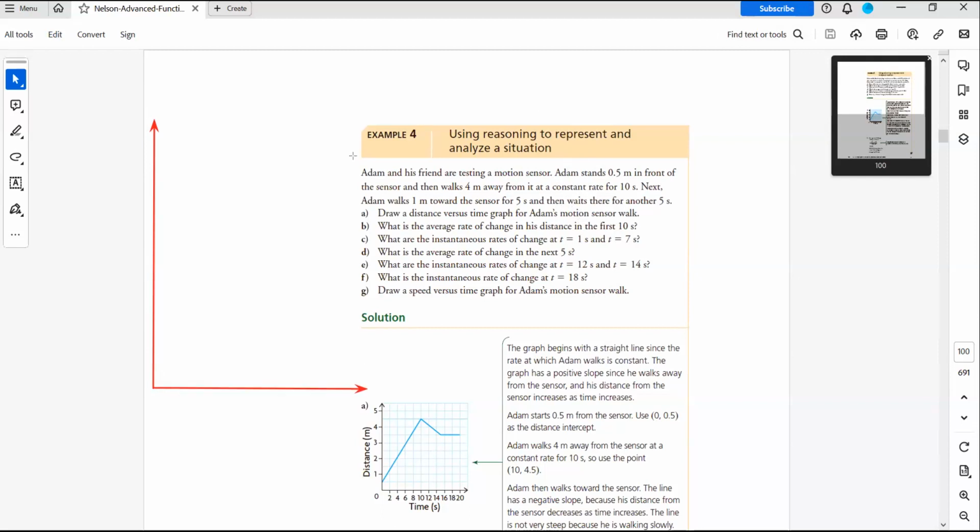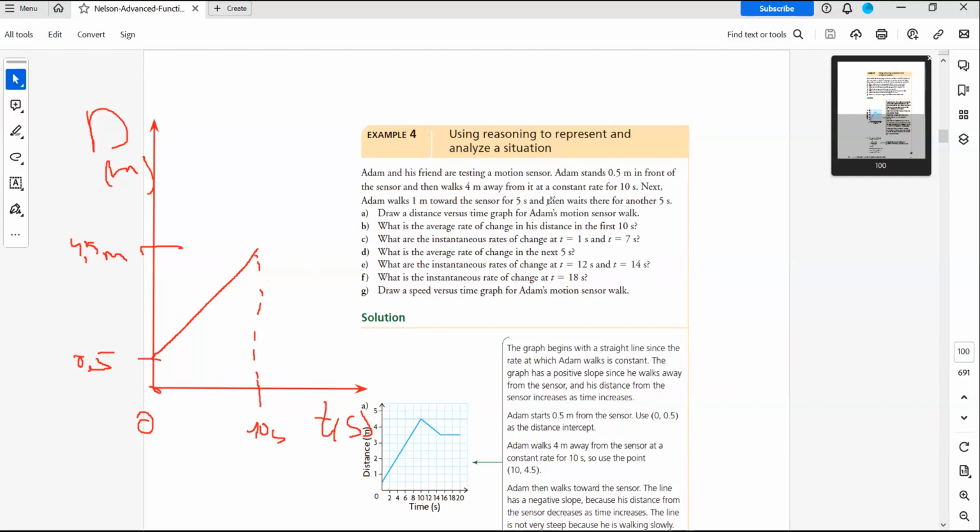Distance, let's say d, in meters, and time in seconds. So Adam stands 0.5 meters in front of the sensor at the beginning. Time equals 0, he's already 0.5 meter away from the sensor. And then he walks 4 meters away from it at a constant rate for 10 seconds. So after 10 seconds, he walked 4 meters away from it, so half a meter plus 4 meters, 4.5 after 10 seconds. And remember, at a constant rate, so just a straight line.